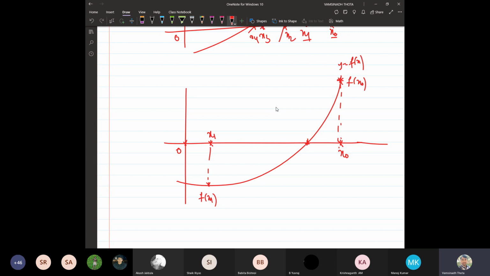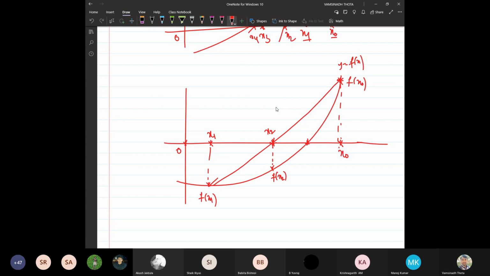Okay. Now, what is going to happen now? What we need to do? We need to join these two points, join in a straight line. Now, wherever it intersects, we are obtaining another point. And then from this point, what is the function value at this point? That is f of x2.